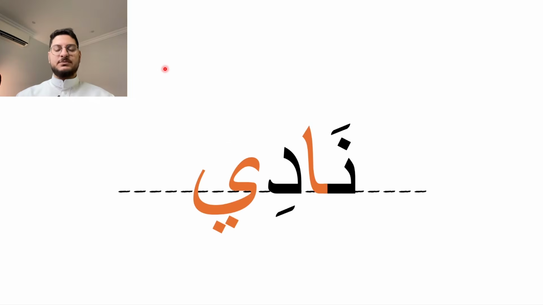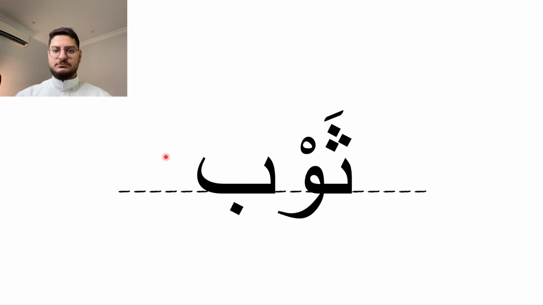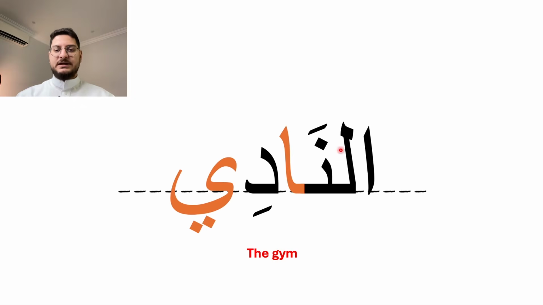Let's look at another example. By the way, feel free to pause the video and try to read these words first. I'm reading them really fast because we have seen all of these in the previous lessons. So this is Nadi, which means a gym. What if I want to say the gym? Il Nadi, the gym. And again, notice il is connected.